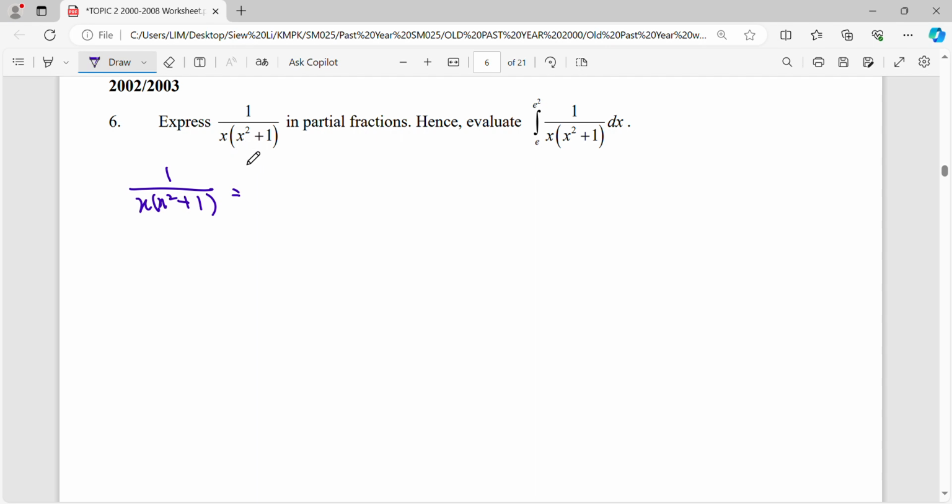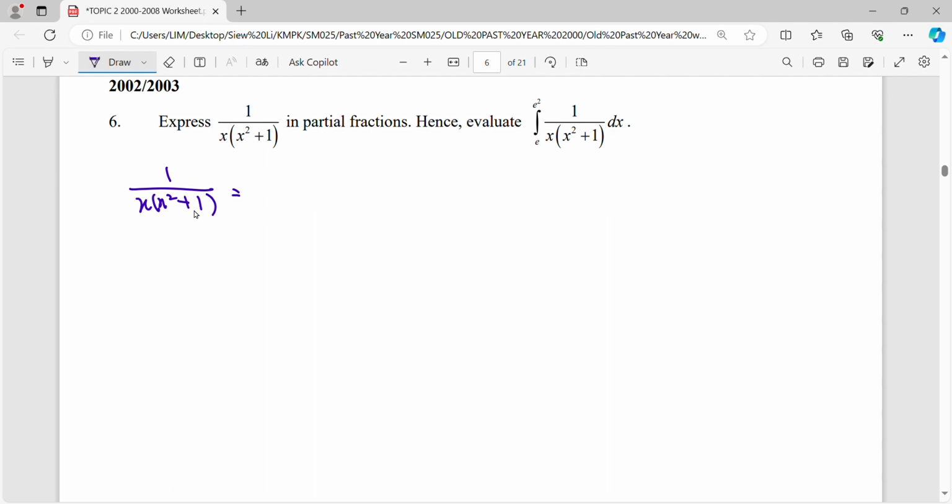Is this quadratic factorized completely? Can this quadratic be factorized any more? Can x squared plus 1 factorize or not? You can test with your calculator and see. You get an imaginary number, you get i. So i means it cannot factorize anymore. You get an imaginary number means this quadratic doesn't have real roots, so it cannot factorize anymore. This factor will remain as a quadratic.